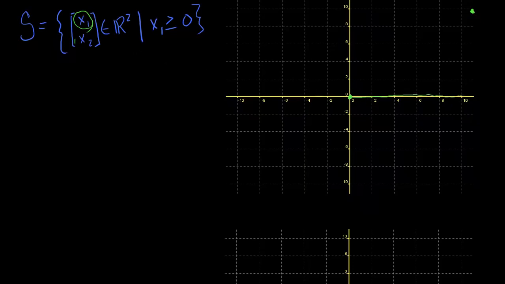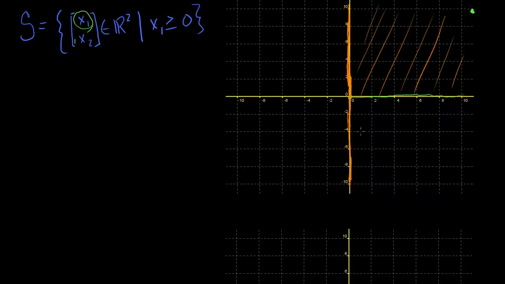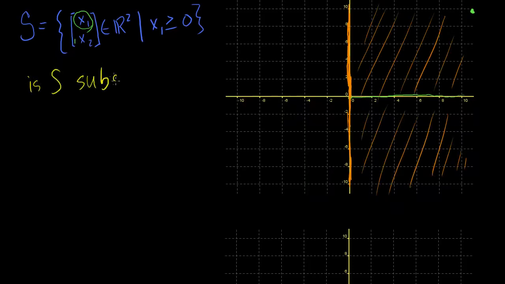So essentially, this subset of R2, R2 is my entire Cartesian plane. But this subset of R2 will include the vertical axis, often referred to as the y-axis, and essentially the first and fourth quadrants. If you remember your quadrant labeling, that's the first quadrant, and that's the fourth quadrant. So my question to you is, is S a subspace of R2? So the first question, does it contain the 0 vector?